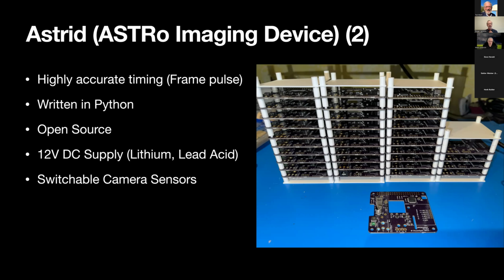It has switchable camera sensors. Most people aren't switching these camera sensors over, but there are other options if you're really into astrophotography that will give you slightly better results. And also it will handle mono or color. At the moment, we're just shipping it with a mono sensor because it just makes a bit more sense for occultations, but it will actually handle a color sensor as well.